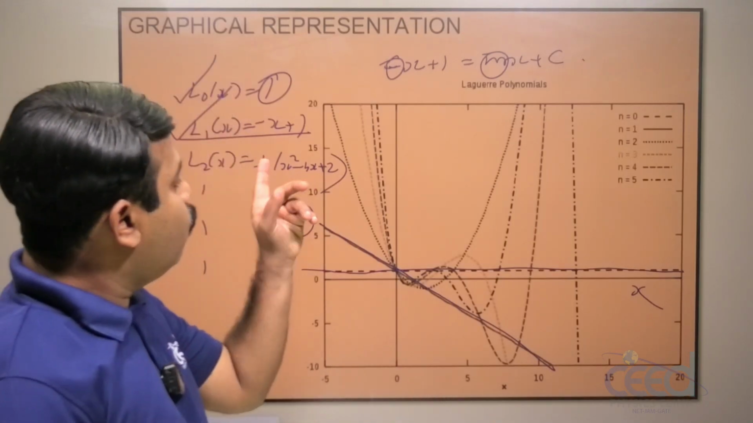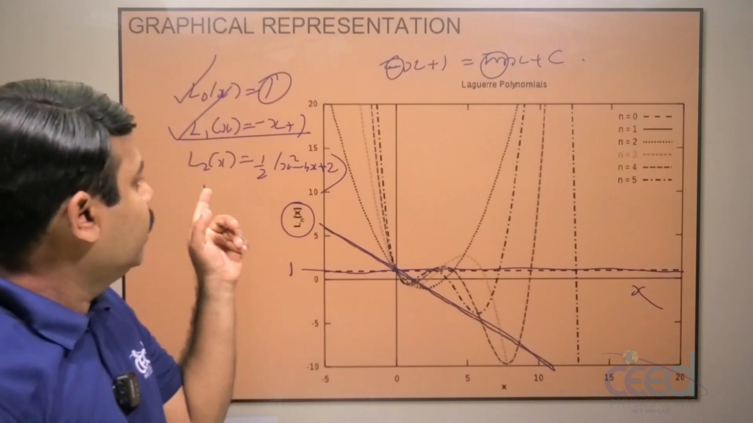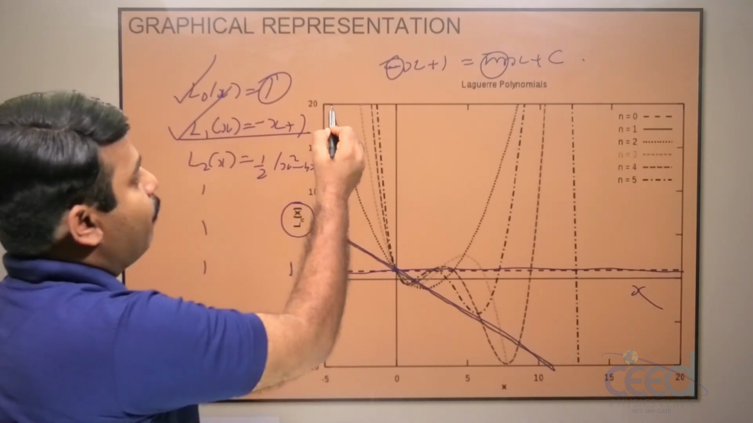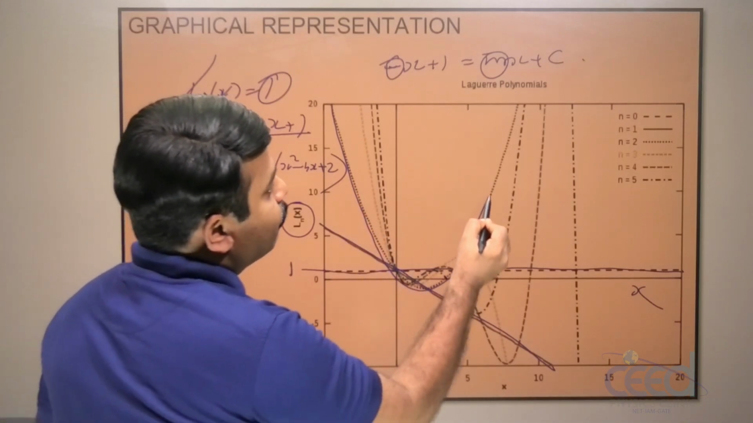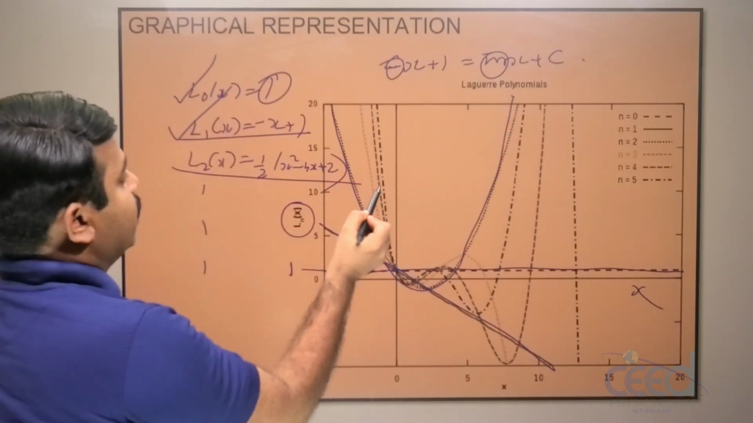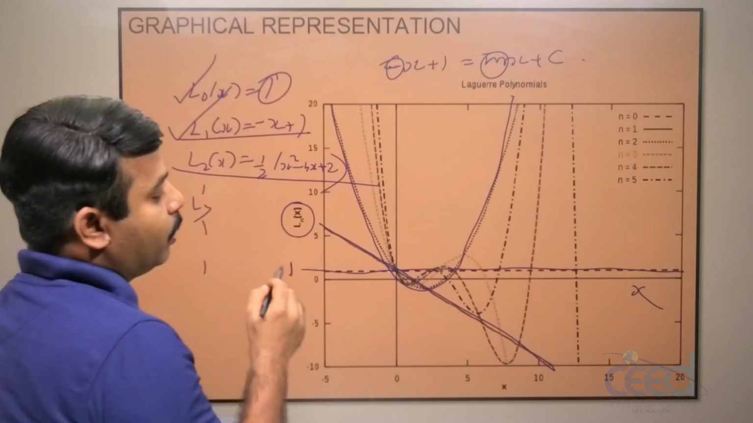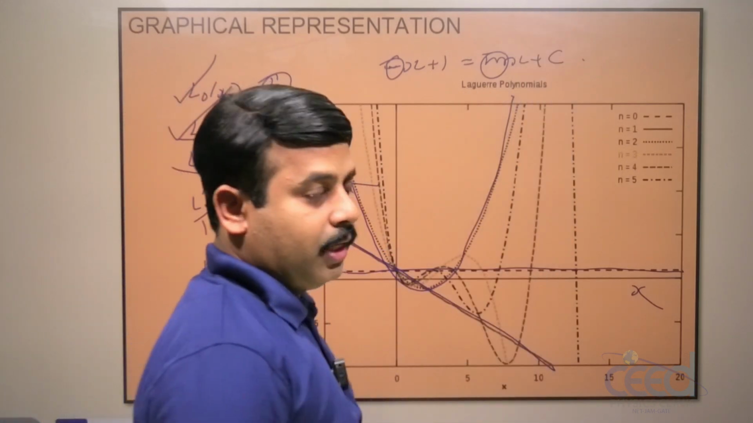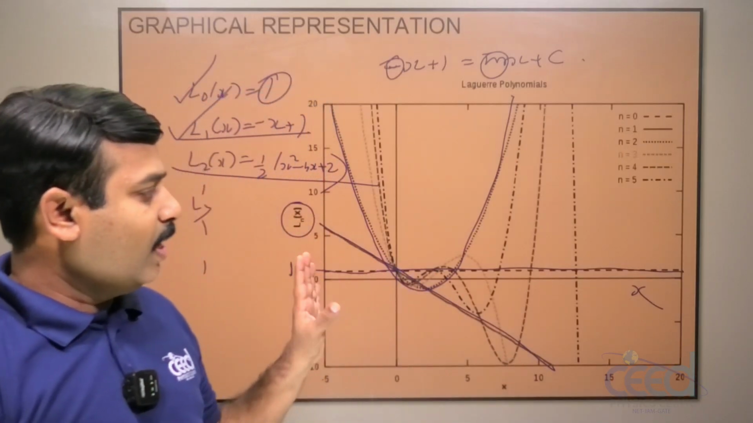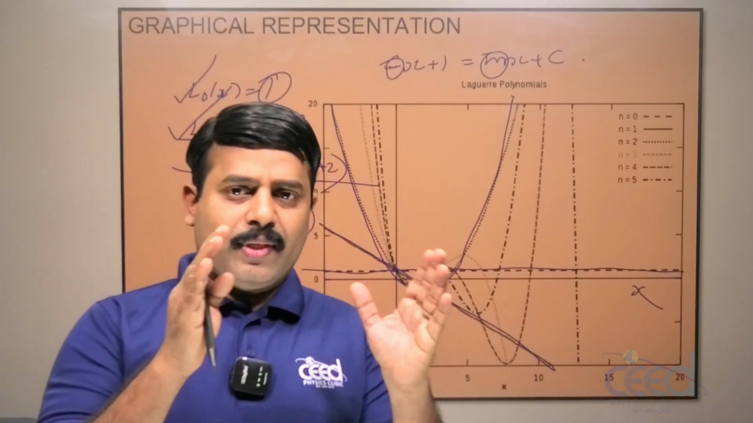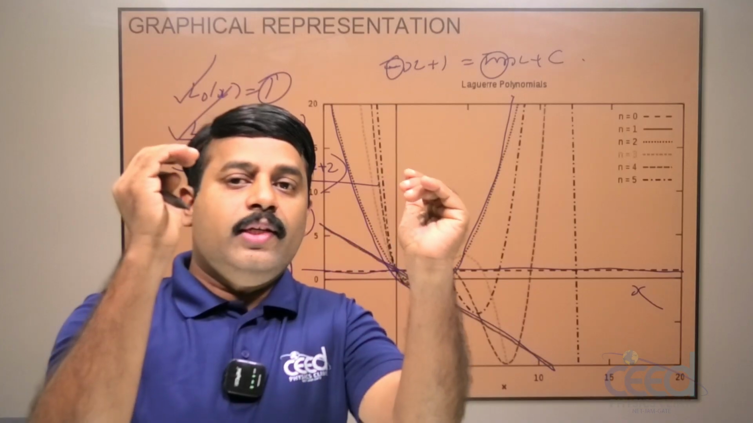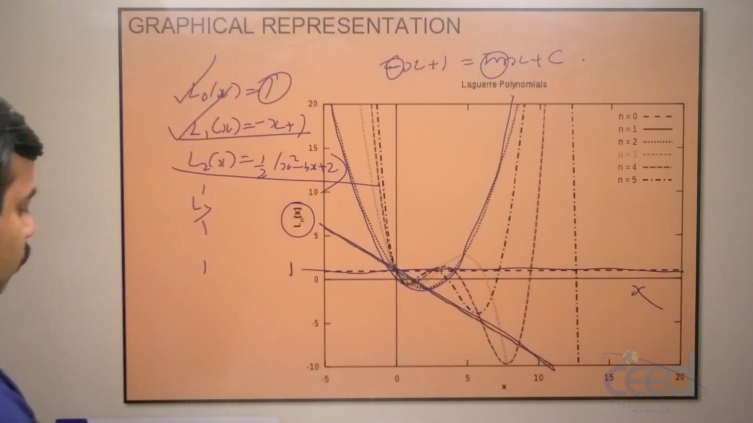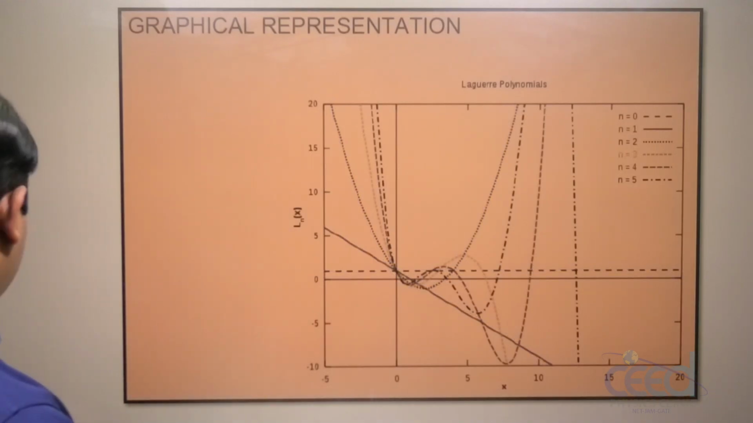Now L2 of x is a quadratic polynomial. A quadratic polynomial is a parabola, see, this graph represents L2 of x. Now L3 of x is a cubic polynomial, so the cubic polynomial looks like this, and so on. So graphically we can represent it based on the nature of the degree. That is all about the graph.